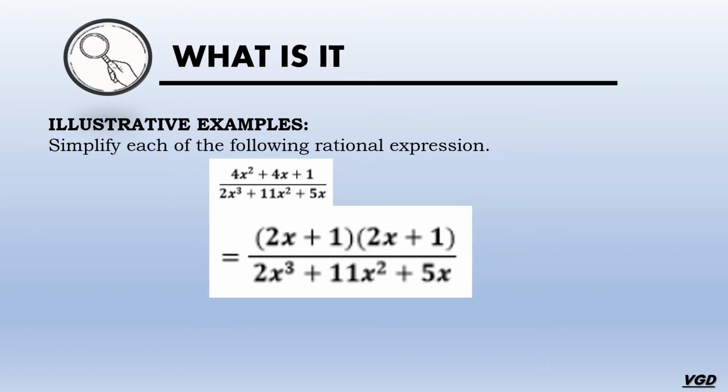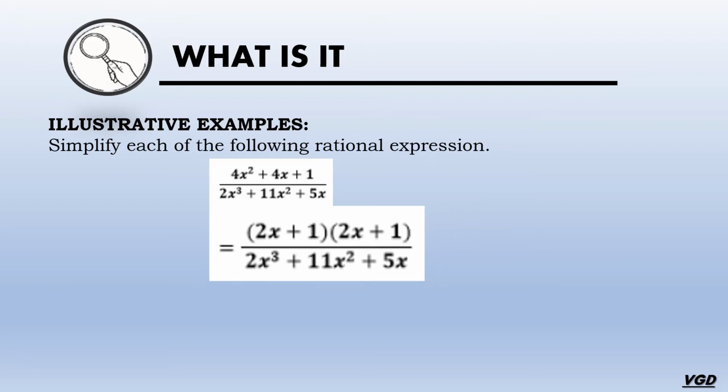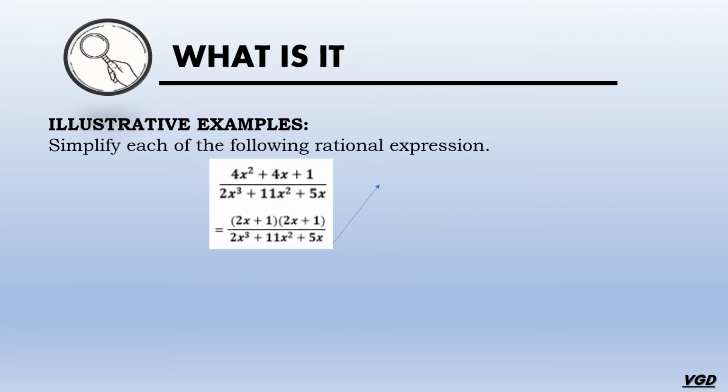Now let's factor our denominator, 2x cubed plus 11x squared plus 5x. As you can see in our expression, there is a common factor, which is x. So therefore, it will become x times the quantity of 2x squared plus 11x plus 5. And so this is now our new expression.